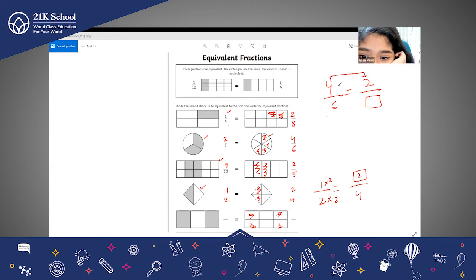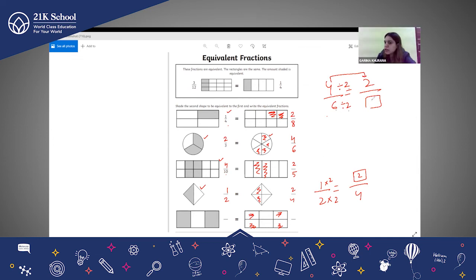By dividing it with some number. By what number shall I divide that 4 became a 2? 4 divided by 2 is a 2. So if I am dividing the numerator with some number, I'll have to divide the denominator also. So 6 divided by 2 is equal to?